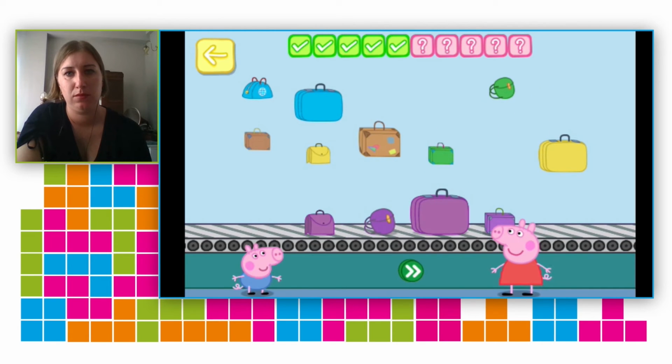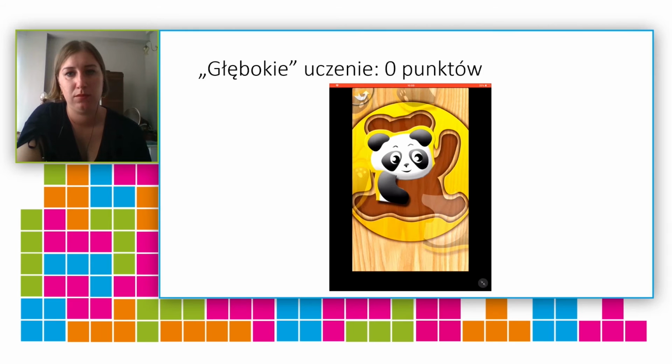Umieść 4 bagaże na taśmie. Doskonale. Raz, 2, 3, 4. Doskonale. Było uczenie cyfr i kolorów jednocześnie.